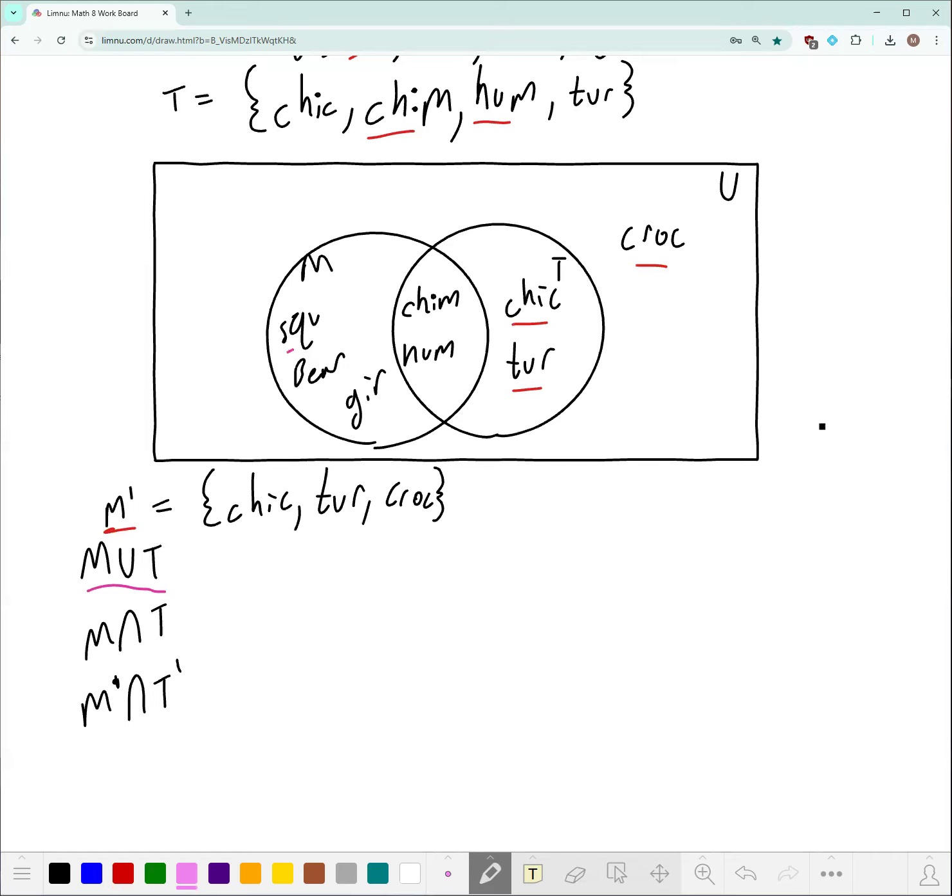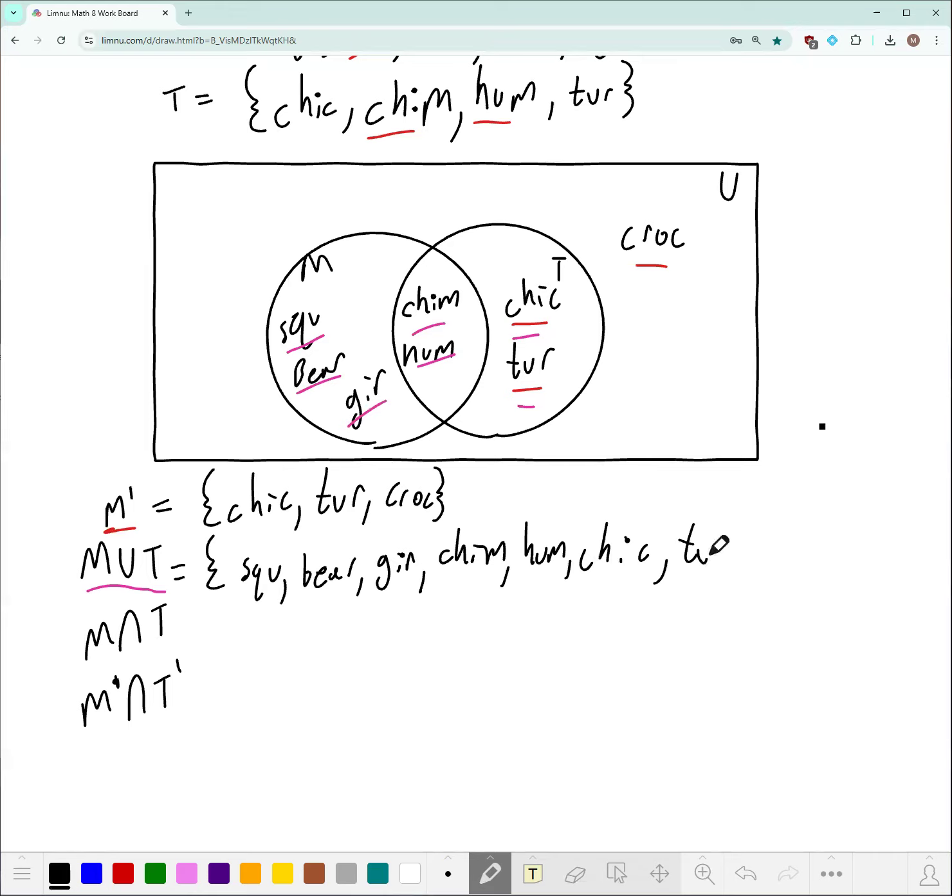Okay, the union of M and T is all animals that are included in either M or T. So 1, 2, 3, 4, 5, 6, 7. There are 7 animals. Crocs are the only ones that are not. All right, so let's go ahead. We'll go squirrel, bear. And again, the order doesn't matter. And so I'm just going down the list here. Chimp, human, chicken, turkey. Okay. There you go. So there's my set, which is the union of those two.